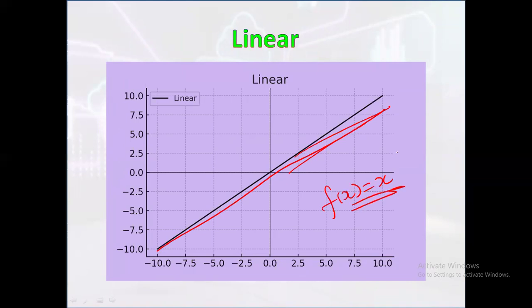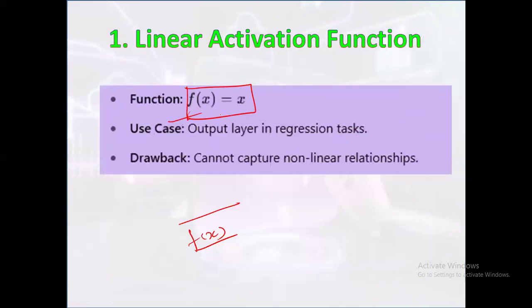The graph of the linear activation function is a straight line passing through the origin with a slope equal to 1. The function outputs exactly what it receives as input, meaning it does not transform the data in any nonlinear way.